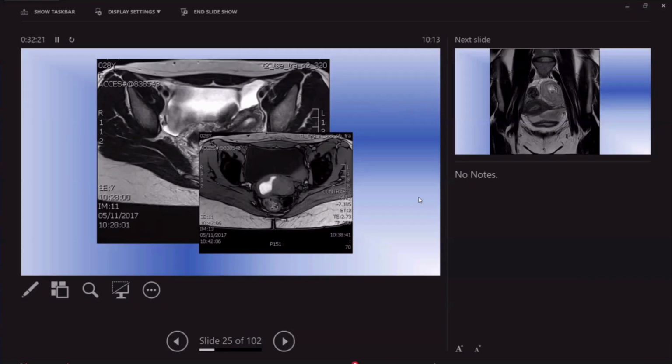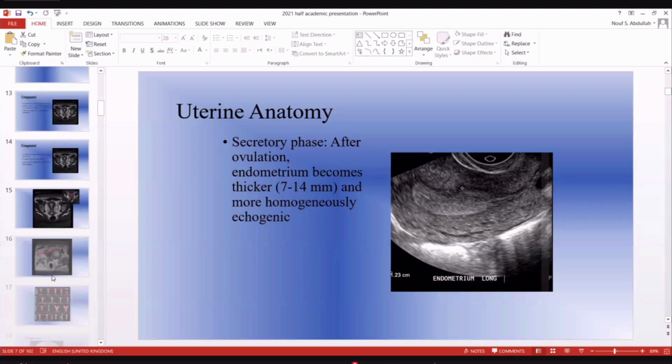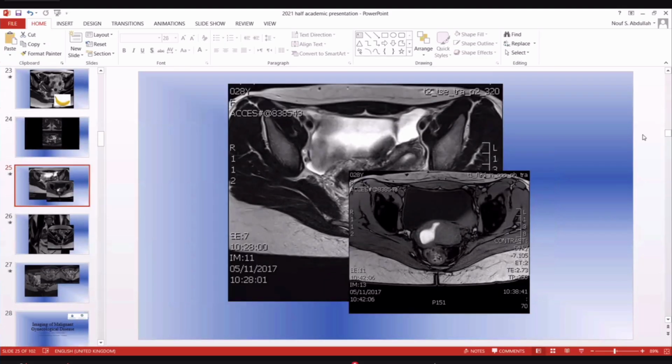I had these comments, guys, to make the images bigger. So I'll try to see what I can do. I don't know if this would be better for you guys, just to keep it like that. Please let me know and put your comments.